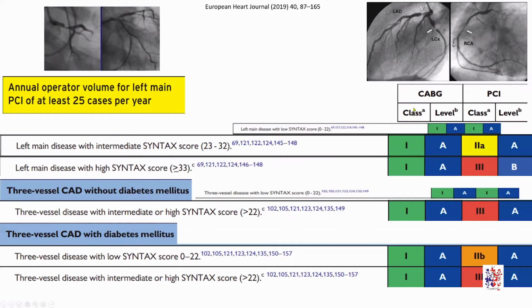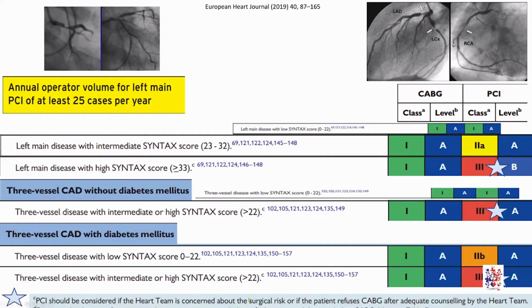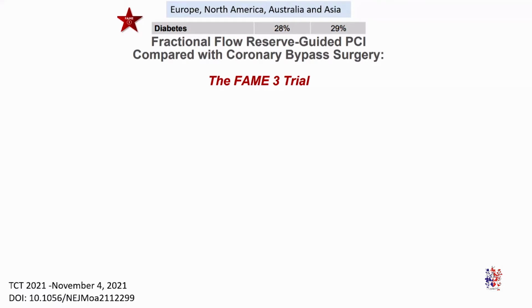However, they do say in the guideline, where you saw it was contraindicated in those three spaces, that the PCI can be considered if the heart team is concerned about the surgical risk or if the patient refuses CABG. So it's not a complete contraindication. And I want to give you the most up-to-date data, which is published simultaneously in NEJM and presented at TCT on the 4th of November.